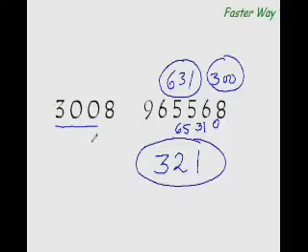Well, at first glance, these numbers might have looked intimidating to you, isn't it? Tell me honestly. But we divided them with so much ease. This is the advantage of using the EasyCal tricks.